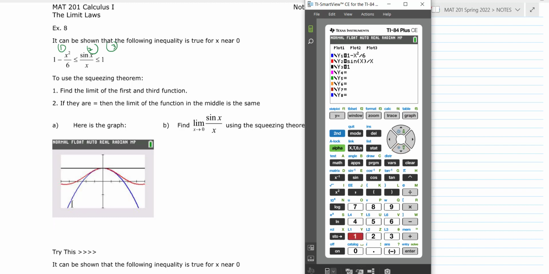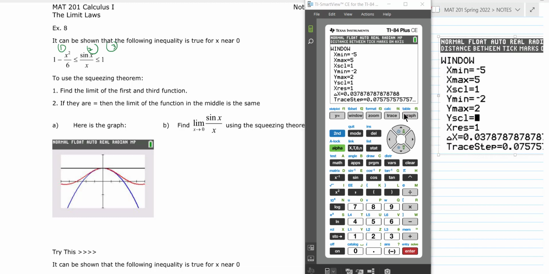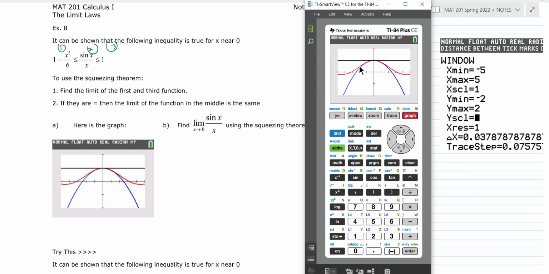Let's set a window up kind of like I have down here, x from -5 to 5 by a scale of 1, and let's make the y's go from -2 to 2 by a scale of 1. So let's use that as the viewing window. And when we graph this, you're going to see these functions kind of like this. Now, they're all squeezed together. The one in red is the one we're interested in. That's the graph of sine x over x.